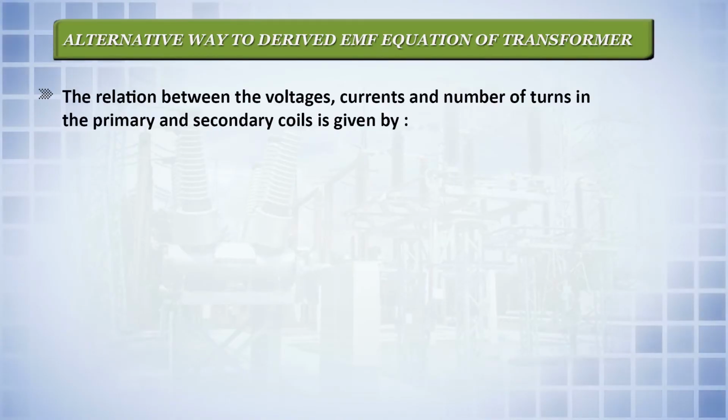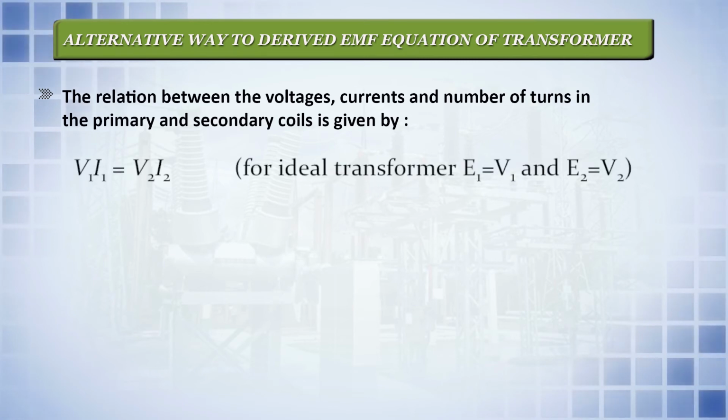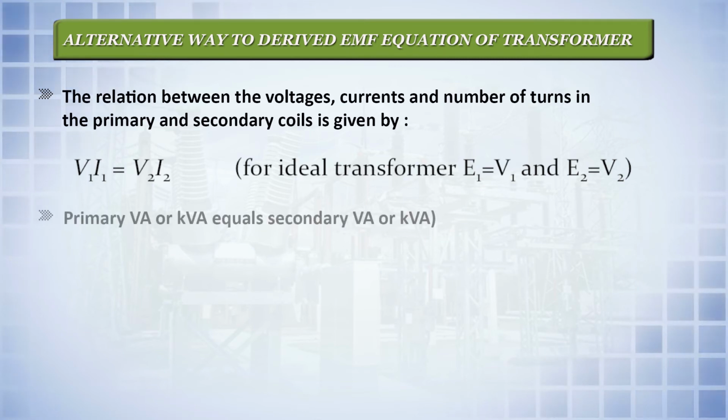The relation between the voltages, current and number of turns in the primary and secondary coil is given by V1 I1 is equal to V2 I2. As you know, for the ideal transformer, E1 is equal to V1 and E2 is equal to V2. So V1 I1 is equal to V2 I2. What is the meaning of this? That means you can say that primary VA or KVA equals the secondary VA or KVA.